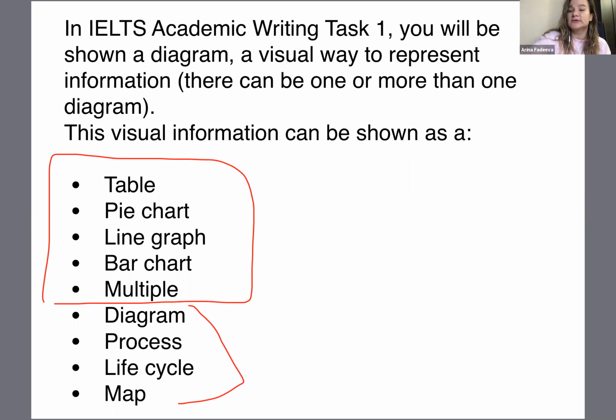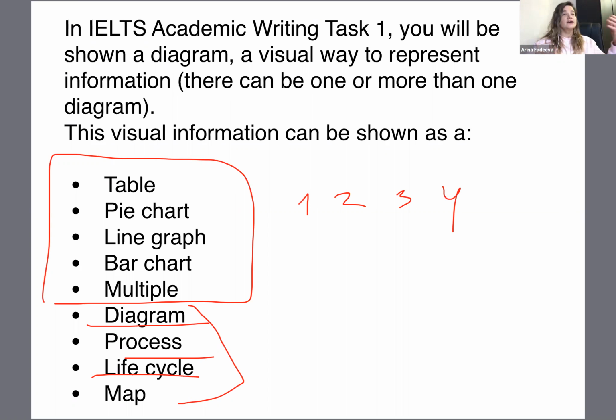So let's get to diagrams, processes, and life cycles. Well, a diagram actually can be some kind of instruction, and it shows different steps of something. For example, how to peel oranges, how to produce milk, anything, or how to make juice out of oranges, something like that. It's more like a process diagram.